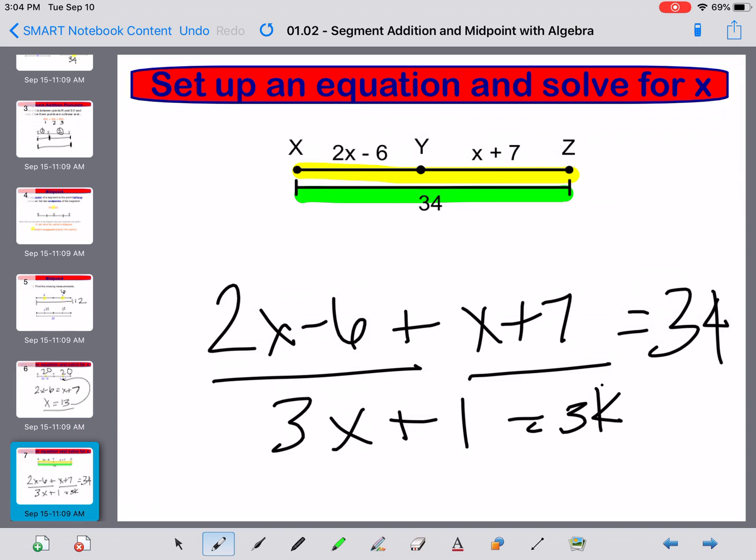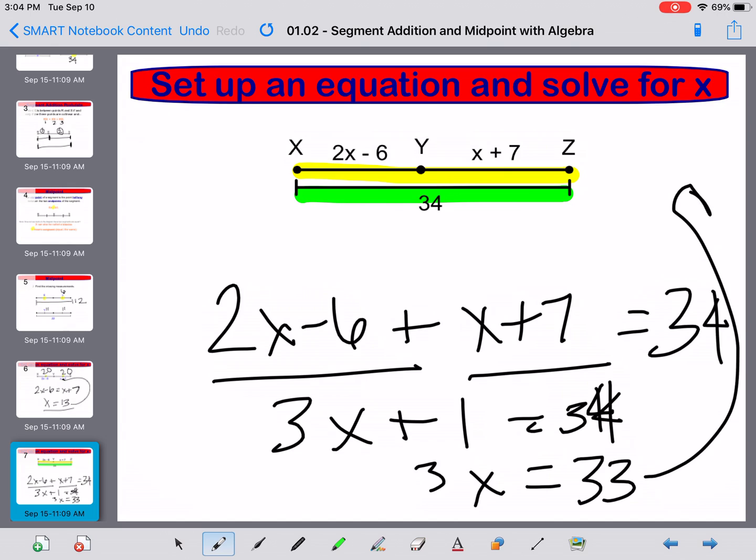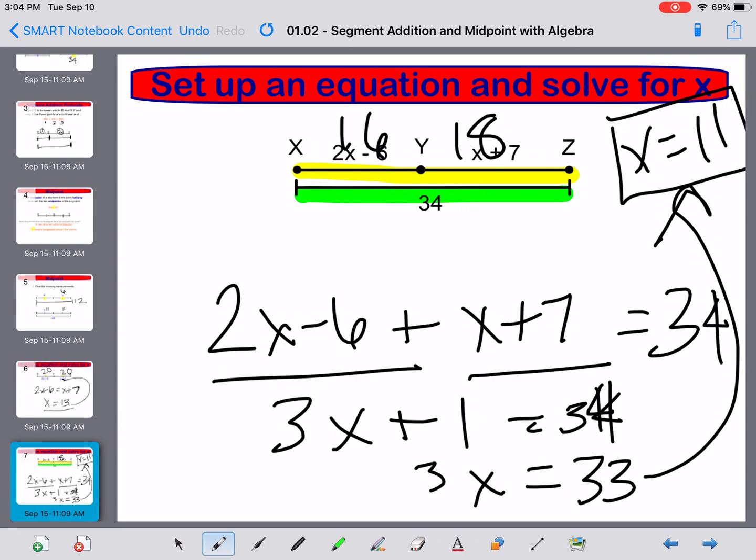Oops, that's a terrible 4, sorry. 3x equals 33. So let's bring it all the way up here. X equals 11. That's where we should have ended up. And again, I can plug that in and solve if I really wanted to. I know that this would be 18 if I plugged it in, and this would be 16.